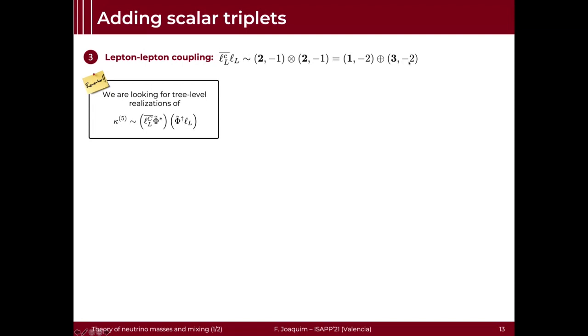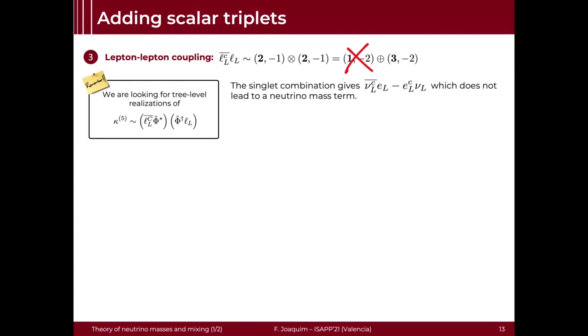The first possibility actually doesn't lead to anything interesting, because if you apply what you know from quantum mechanics, the singlet combination will be nu L conjugate bar EL minus EL conjugate nu L, and this will for sure not lead to any neutrino mass term. This will be just an interaction with the charged standard model Goldstone boson.